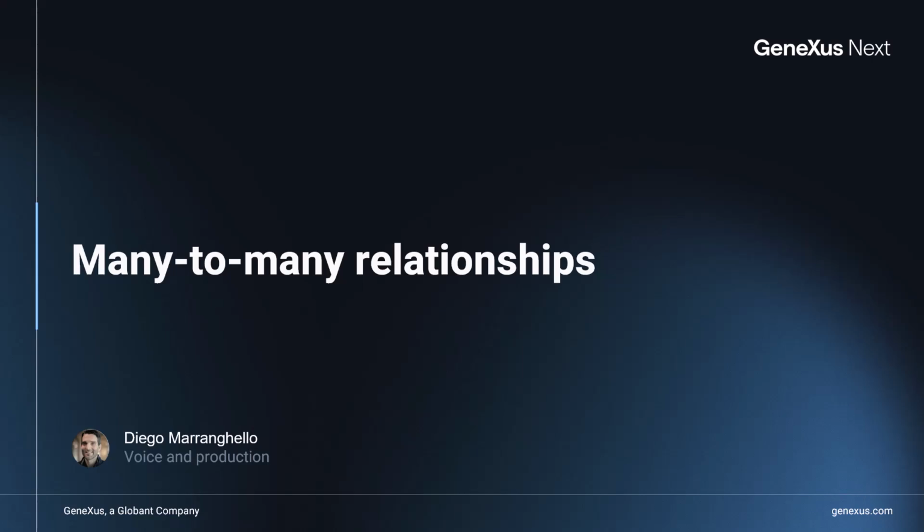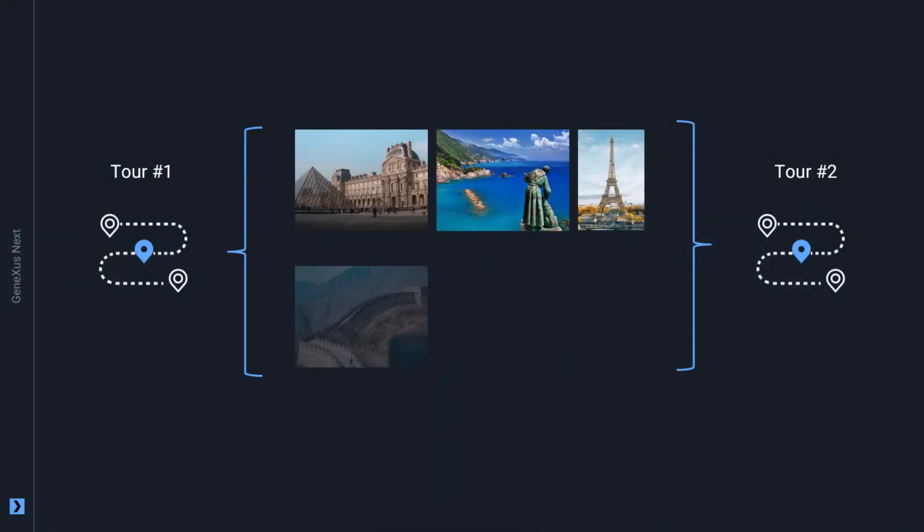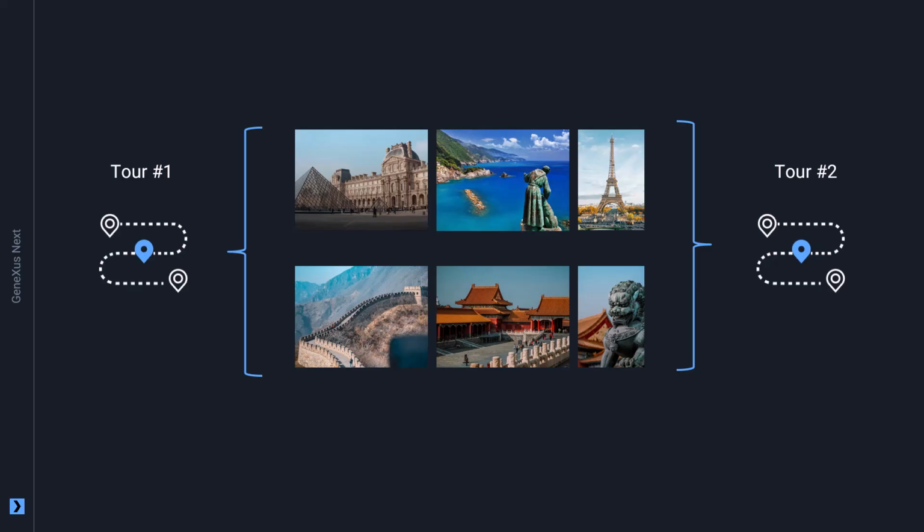Let's say the travel agency tells us that this reality has changed. Each tour still offers multiple tourist attractions, as before. But now, each attraction can also be included in multiple tours, not just one as it was until now. In other words, the relationship between tours and attractions is no longer one to many, but many to many.